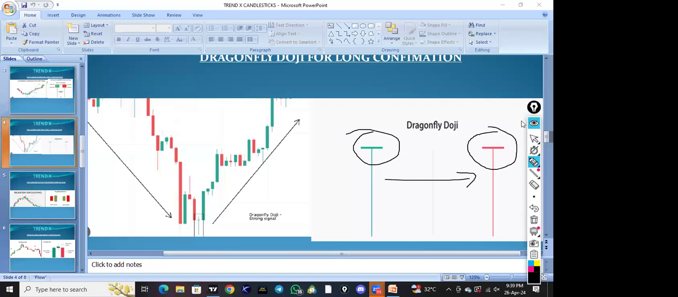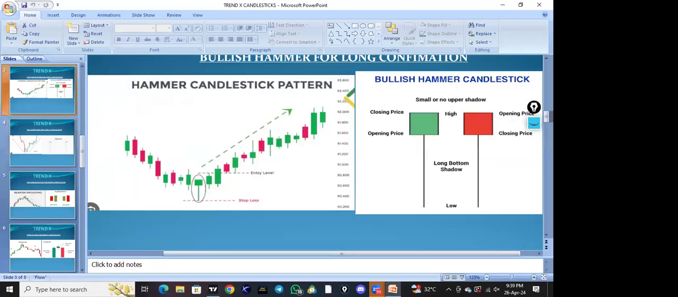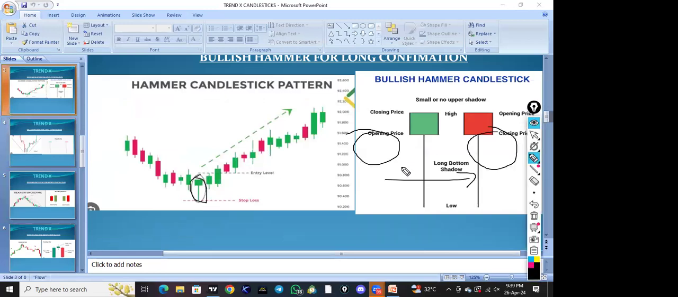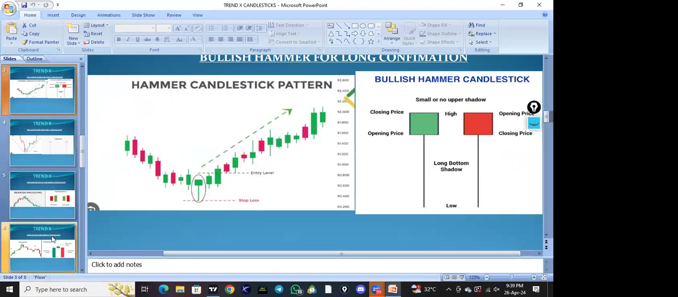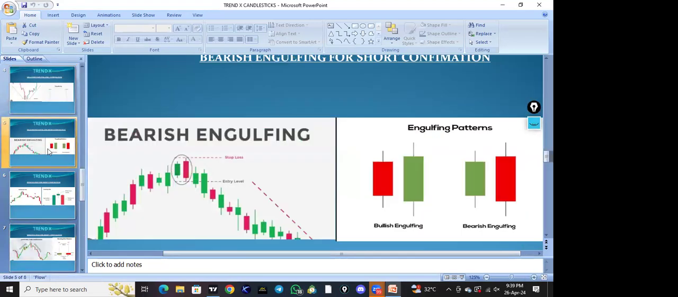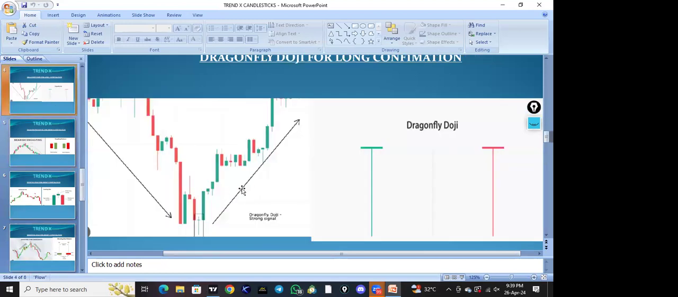The same applies to the hammer candle also. If you are seeing a red candle, no problem. You can see both. Any color, sir. Only 4 candles are there. That's it for long positions. This is the last candle. Done. Only 4 candles.